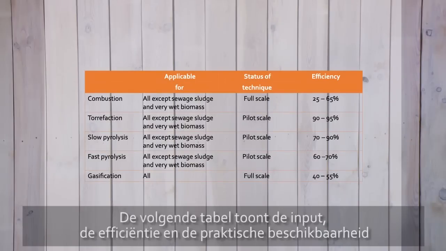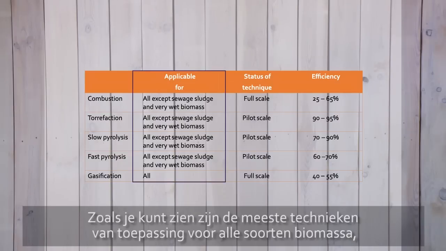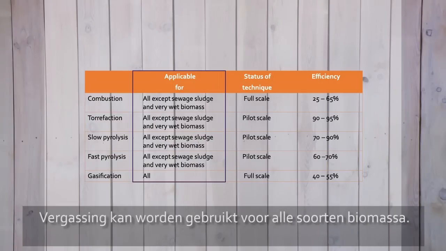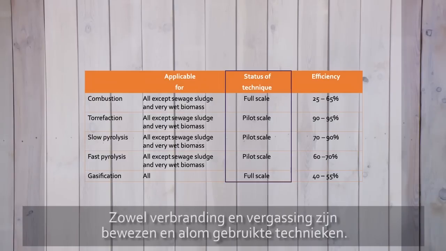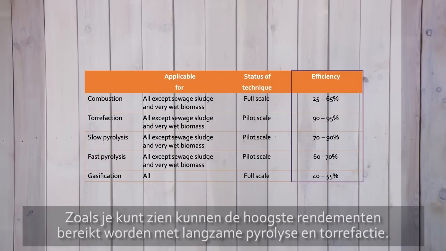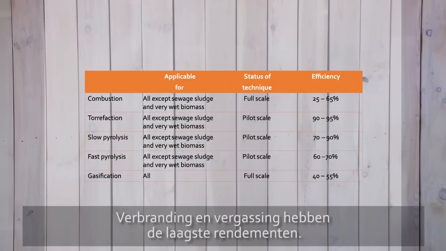The next table shows the input, efficiency and the practical availability of the different thermochemical conversion techniques. As you can see, most of the techniques are applicable for all types of biomass except sewage sludge and very wet biomass. Gasification can be used for all types of biomass. Both combustion and gasification are proven and common use techniques. The other techniques are in a pilot scale phase. As you can see, the highest efficiency can be reached with slow pyrolysis and torrefaction. Combustion and gasification both have the lowest efficiencies.